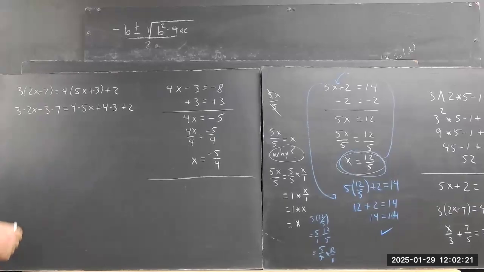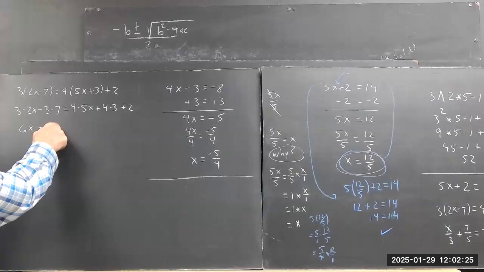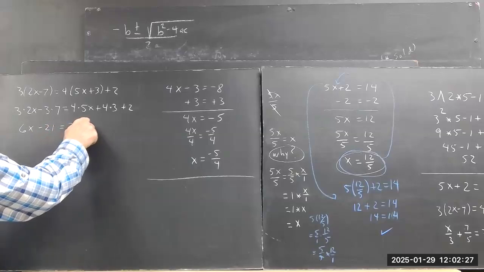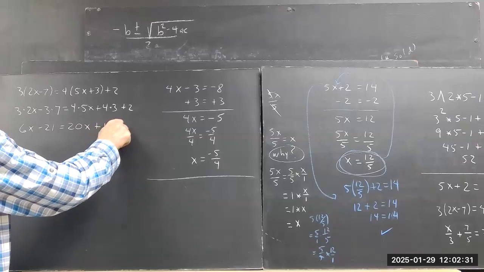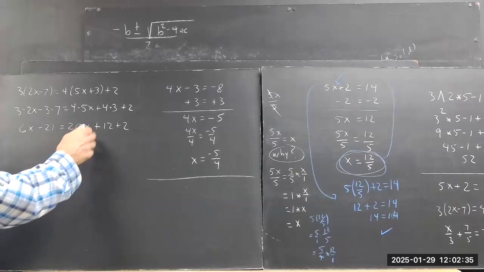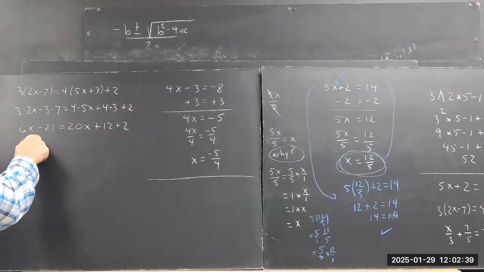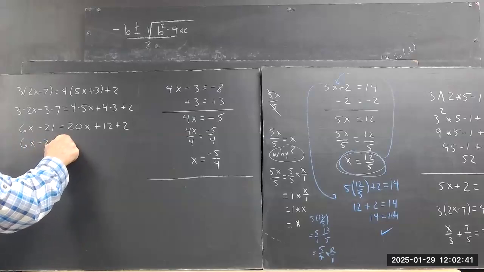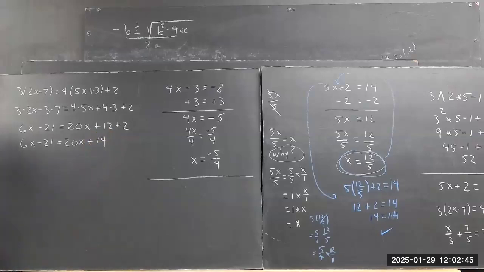Okay. 3 times 2x is 6x. 3 times 7 is 21. 4 times 5x is 20x. 4 times 3 is 12. We got 14. You can do that safely. If you're not absolutely sure, write it all out. Doesn't take long.